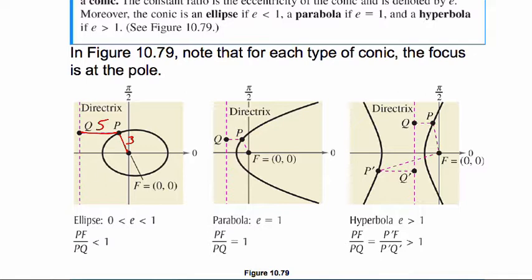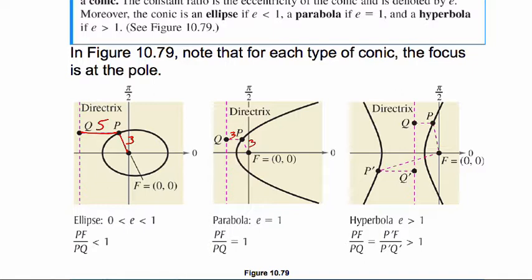Now, for a parabola, one of the definitions we use is pretty much the same thing. If this is a distance of 3, this is a distance of 3. The distance between the point and the focus and the distance between that point and the directrix is going to be equal. So one divided by the other is always going to be equal to 1. So for the parabola, E is always equal to 1.